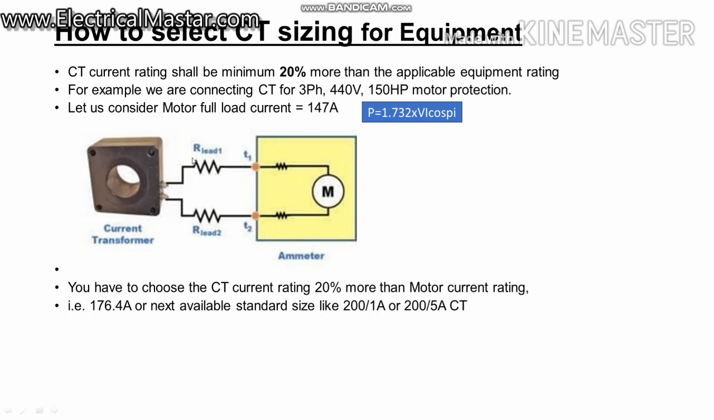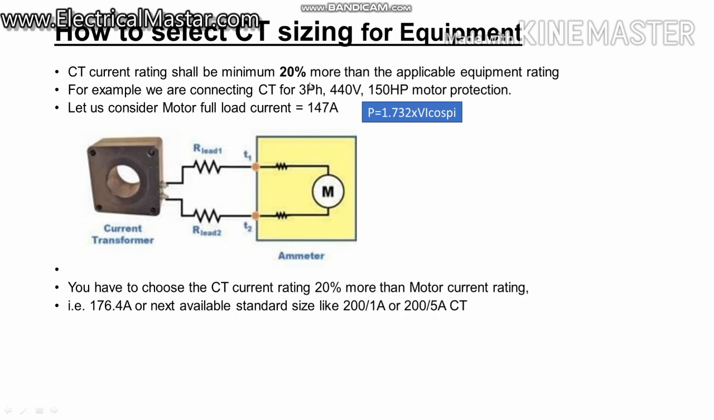For example, if you are going to connect a CT to a motor, or to a switchgear panel or MCC panel or any feeder, that connected equipment's full load current should be lesser than the CT primary current rating. In other words, the CT primary current rating should be 20% greater than the connected equipment's full load current. Now I will explain this concept with a simple example, then you will easily get this point.